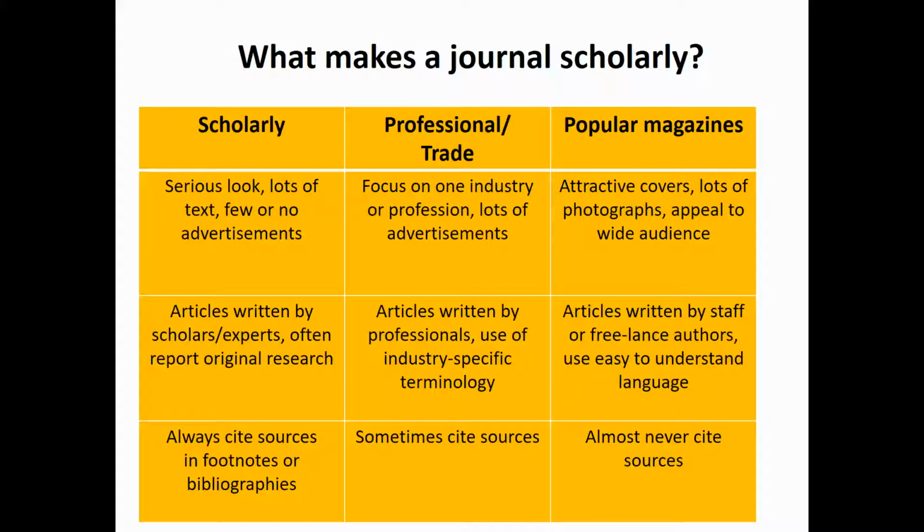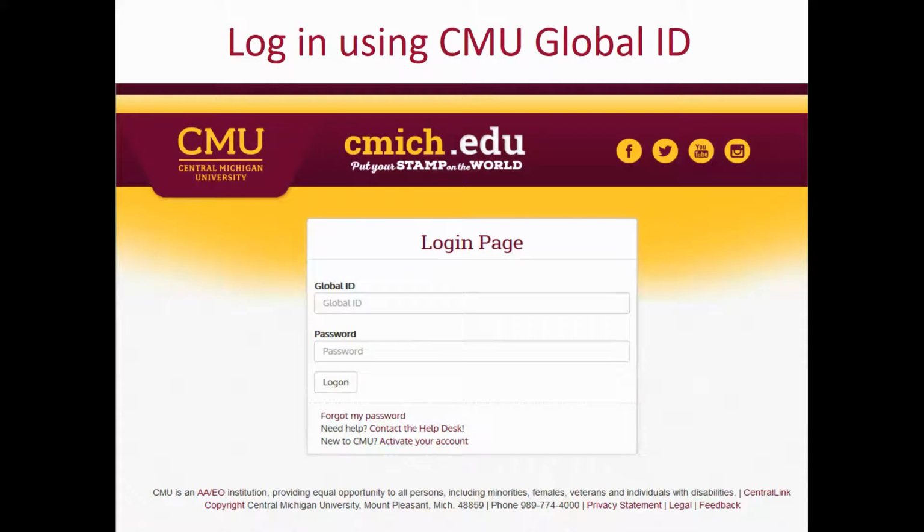This is just a quick background on what makes a journal scholarly. You might just want to peruse some of the requirements for a journal that is scholarly and a journal that is also professional, specific to your industry, and of course you will not want to use the popular magazines. Once you click the link to access the journal database of your choice, you may be asked to log in with your CMU Global ID and password.